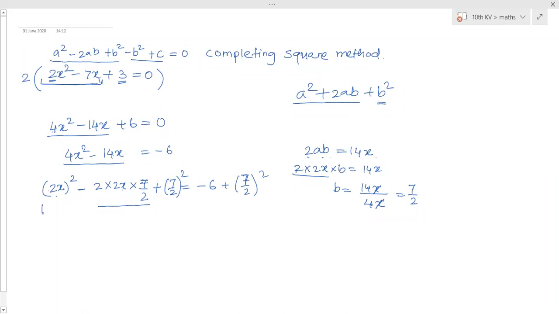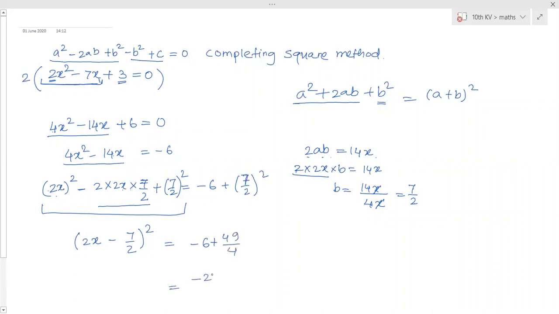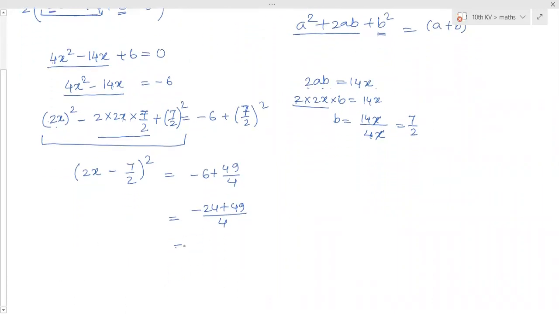Okay. Now this full equation is a square minus 2ab plus b square. So this is the square of a minus b, this is equal to a minus b whole square. So write in that form. So a is 2x, and due to the middle sign being minus, it is minus 7 by 2 whole square. This is equal to, simplify this, minus 6 plus 49 by 4. So this is equal to minus 24 plus 49 by 4. So this is 25 by 4, the value of 2x minus 7 by 2 whole square.